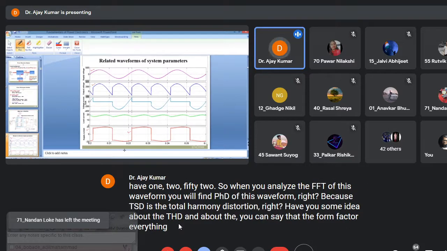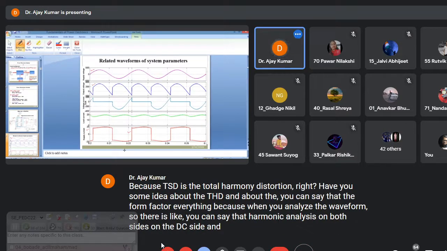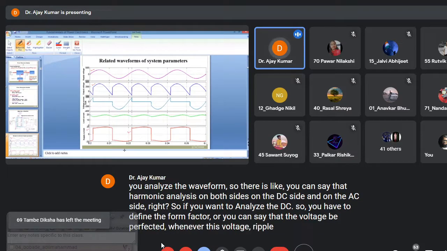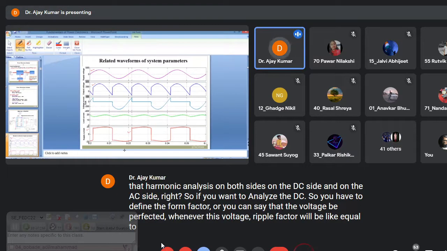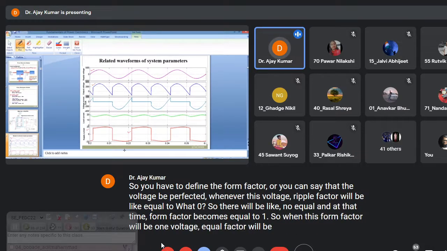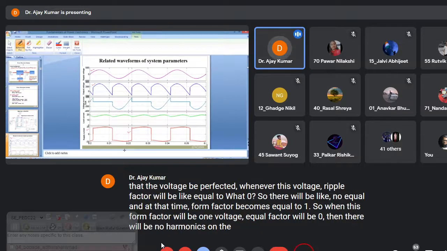Because when you analyze the waveform, there is harmonic analysis on both sides, on the DC side and on the AC side, right? If you want to analyze the DC side, you have to define the form factor, or the voltage ripple factor. Whenever this voltage ripple factor is equal to 0, there will be no ripple, and at that time the form factor becomes equal to 1. So when the form factor is 1 and the voltage ripple factor is 0, there will be no harmonics on the DC side, right? This is the significance of the form factor.